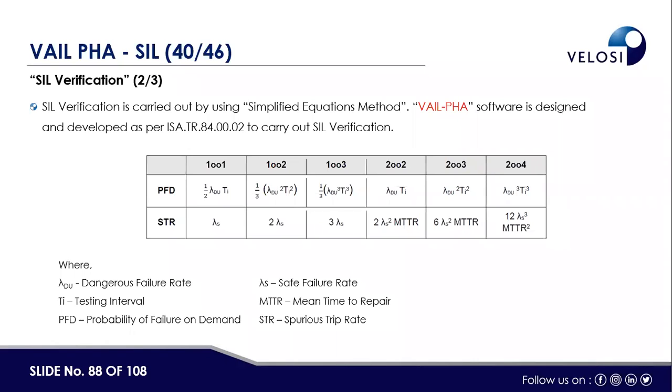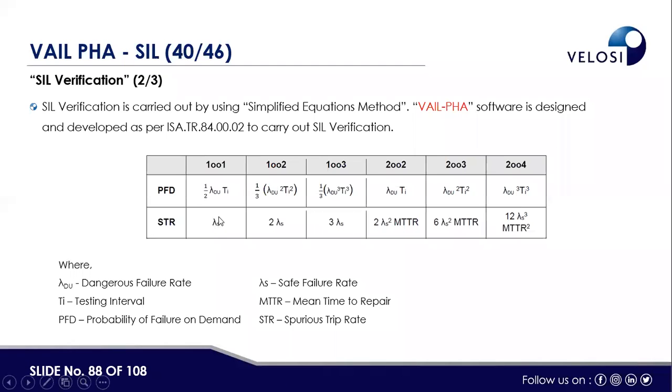SIL verification is also carried out by using the simplified equations method. There are different methods of SIL verification. We can verify the SIL by Markov analysis, or by simplified equations. This is an example of simplified equations. The software is designed and developed as per ISA TR 84.00.02 to carry out SIL verification. We can also perform spurious trip rate calculation by these formulas as well.